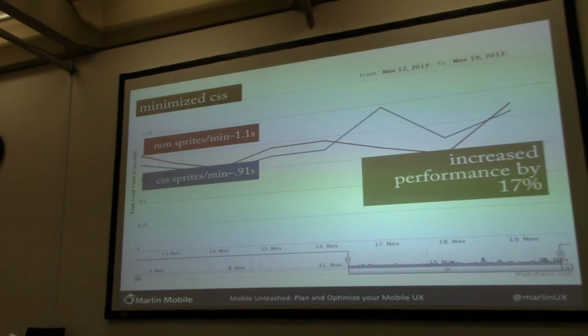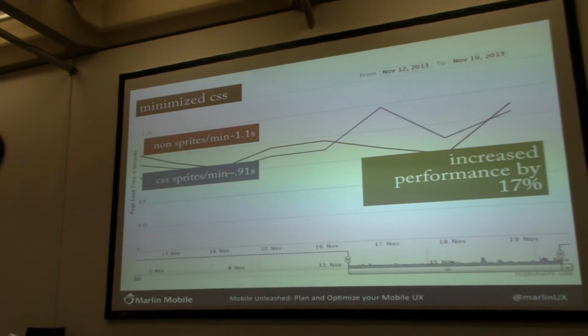And then I said, hey, I'm going to go faster. I'm going to add another trick. I'm going to minimize our CSS. So I got the non-sprites down to 1.1. I got the sprites down to 0.91. I saved myself another 17%. So when one of these people said, hey, what would you do? I gave them a list of what they would do. At the bottom, it was, use all of them.